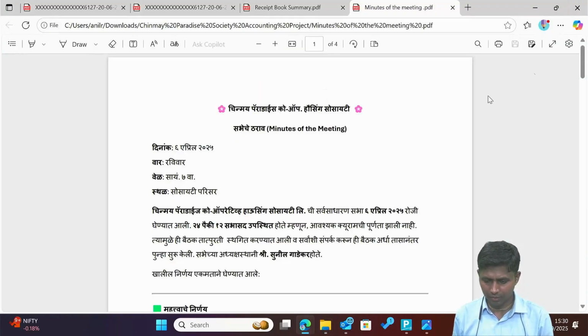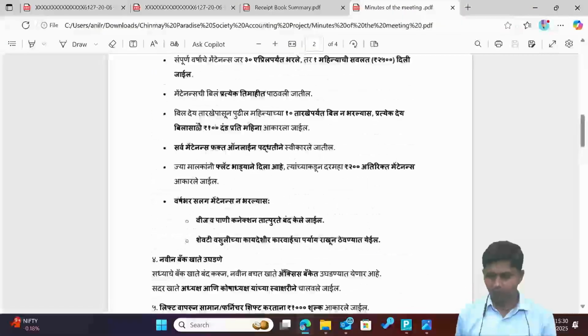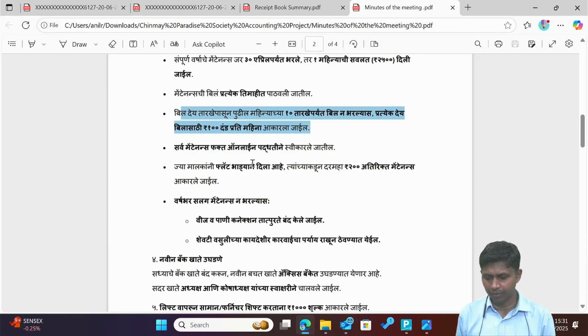Okay, next in the meeting, is anything remaining from this? We have followed everything, I think. If anyone doesn't pay, then 100 rupees every month. This part is still pending. We have to book the penalty, charge the penalty. Other than these, I think everything is over.